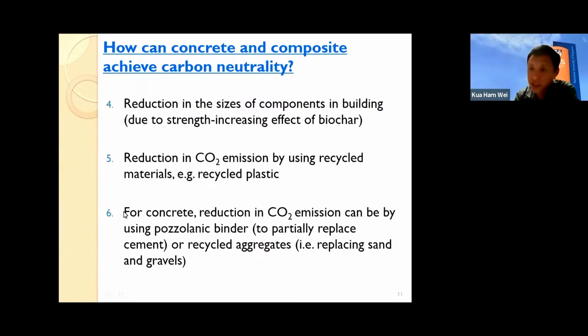Point 6, further reduction in CO2 emission can also be done by the use of pozzolanic admixtures, and this can be used to replace parts of cement. Or we can also do so by using recycled aggregates. For example, partially replacing or even entirely replacing sand and gravel with other recycled material.